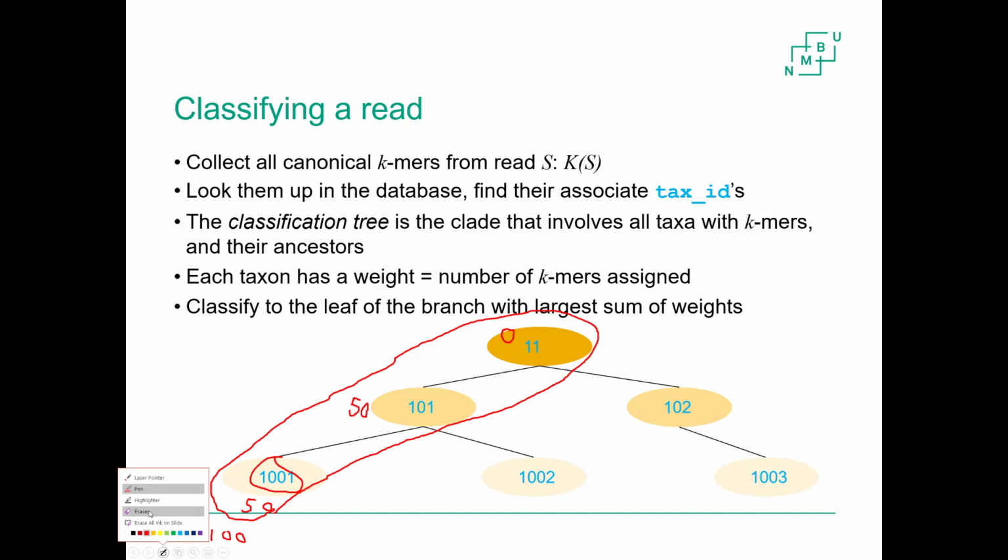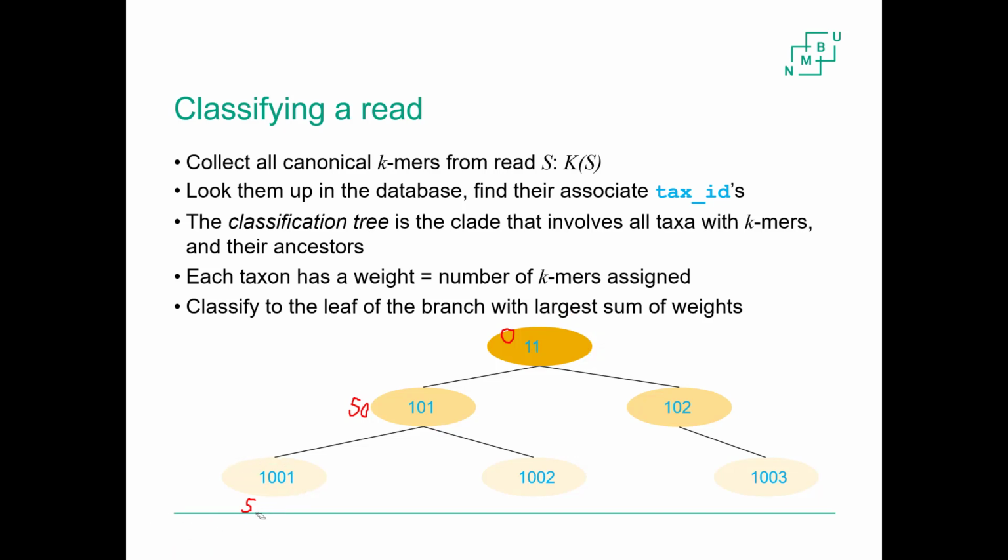Let's imagine we have another read. Let's look at another read. And this one has also 100 k-mers. And let's change the color to something green. Now, these 100 k-mers are distributed like this. If we look up in the database now, 40 of these 100 are associated with this taxon, 20 are associated with this one, and 40 with this one.